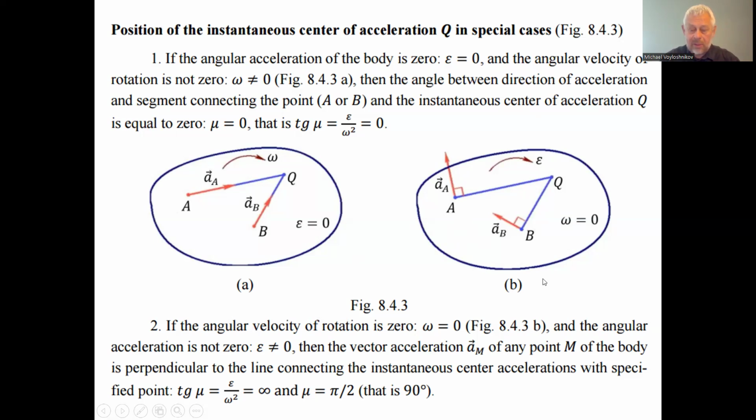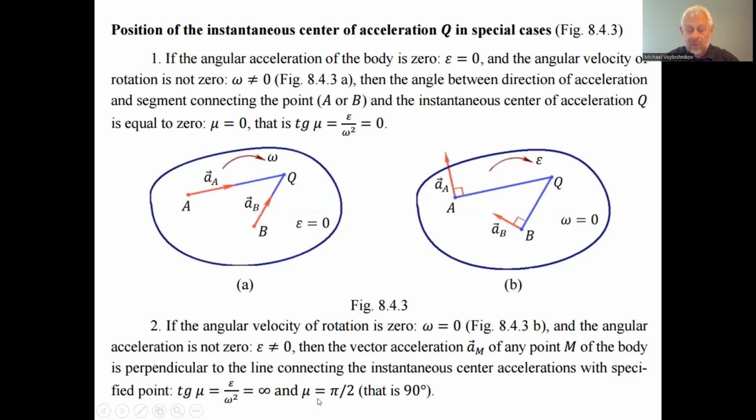is that the direction from any point to the instantaneous center of the velocity is perpendicular to the translational acceleration of the definite point. So this is at the intersection of the perpendiculars. If omega is 0 and epsilon is not 0, we have the intersection of the lines of action of the translational accelerations. If the angular acceleration is 0, we have only the rotation velocity. And how does this go? Tangent mu is equal to epsilon divided by omega squared, the angular velocity of rotation of the body, equal to infinity, because in the second case the angular velocity is 0.